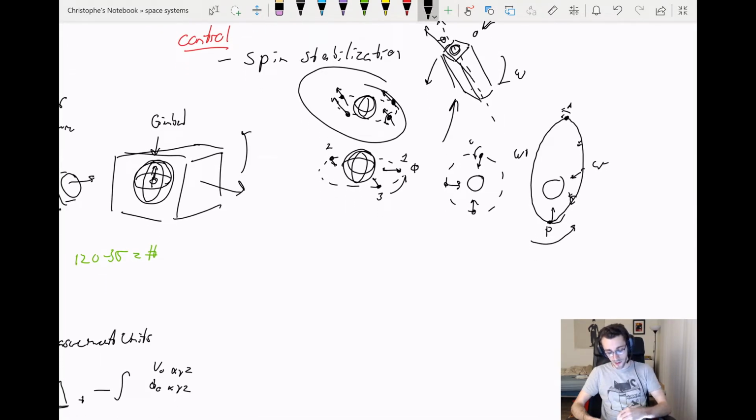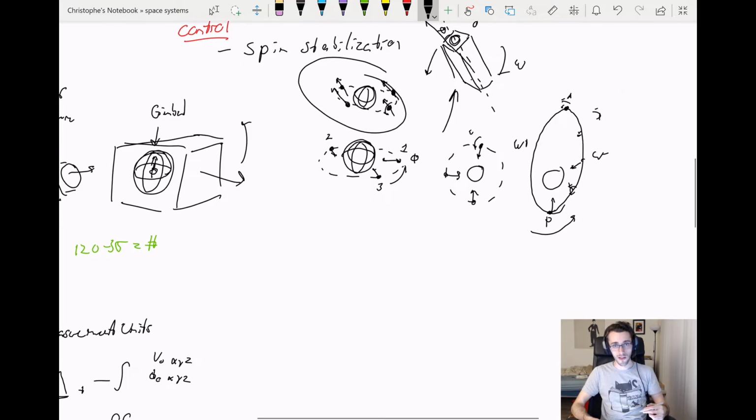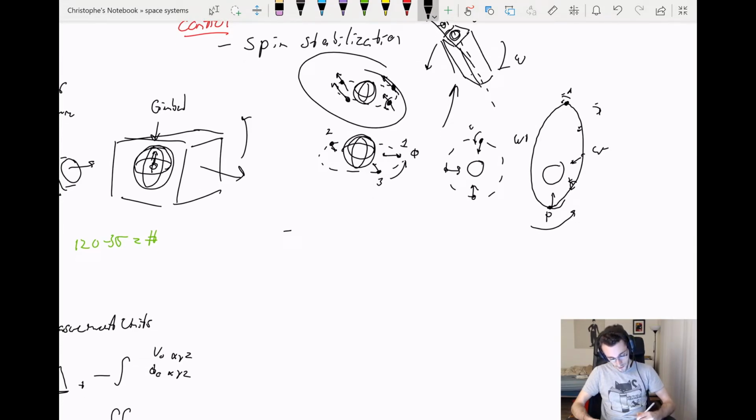So for something like our elliptical example right here, we're going to need more active control, and that'll get into things like thrusters.